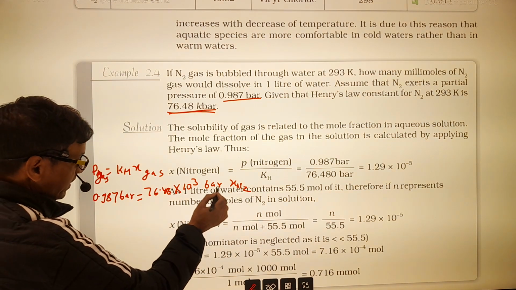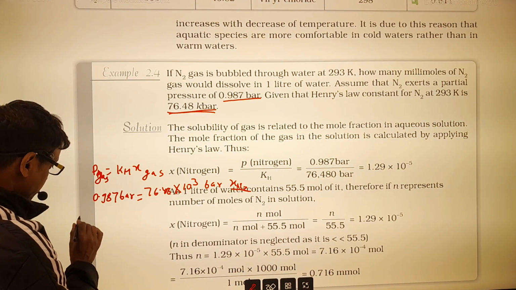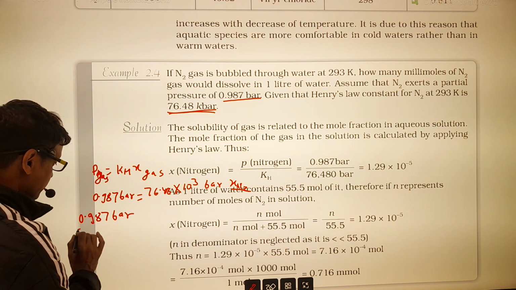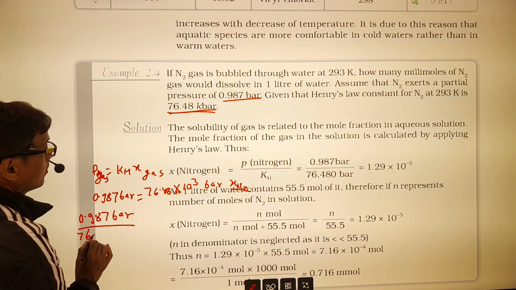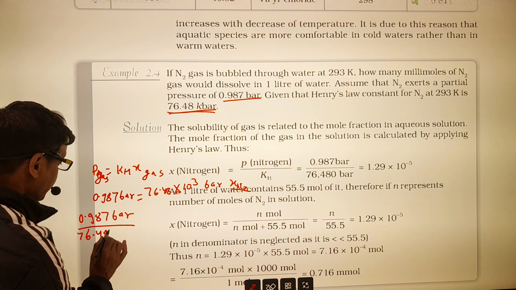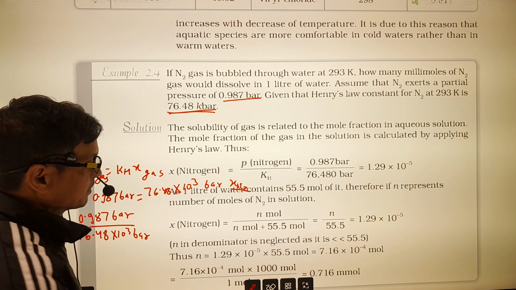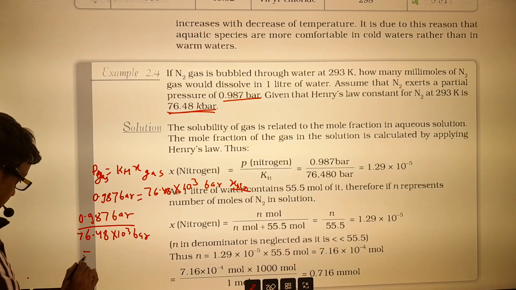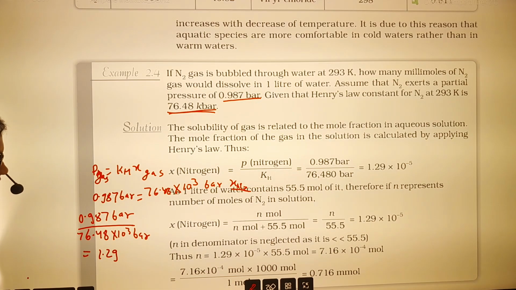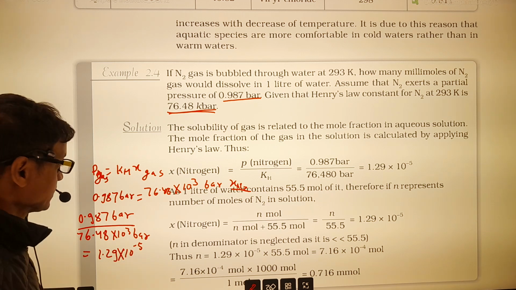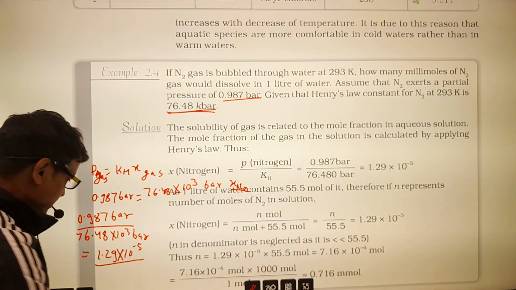So the mole fraction of nitrogen gas will be equal to 0.987 bar upon 76.48 into 10 power 3 bar. On solving this, you will get 1.29 into 10 power minus 5. That much is the mole fraction. Now how do we get the mole fraction of nitrogen?